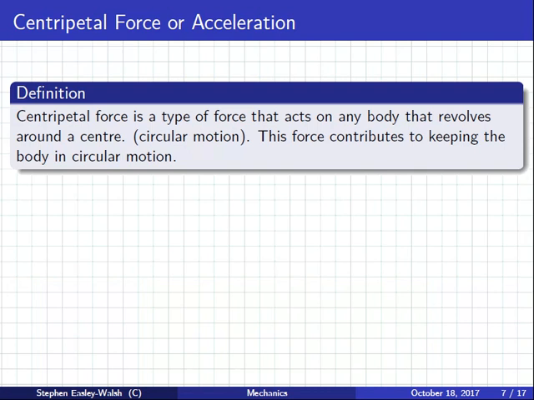Now you don't have to write the definition like this, okay? Because the definition is only to help you understand the meaning. You can write something else, like centripetal force is the force responsible for circular motion. You could write that. Or you could say centripetal force is what makes it move in a circle.